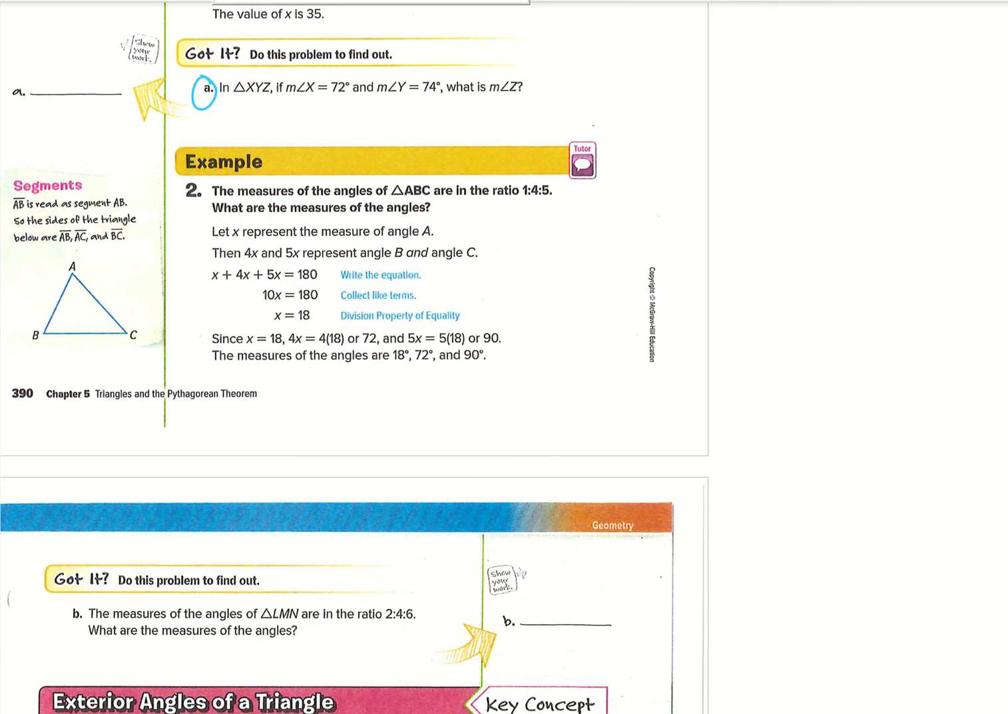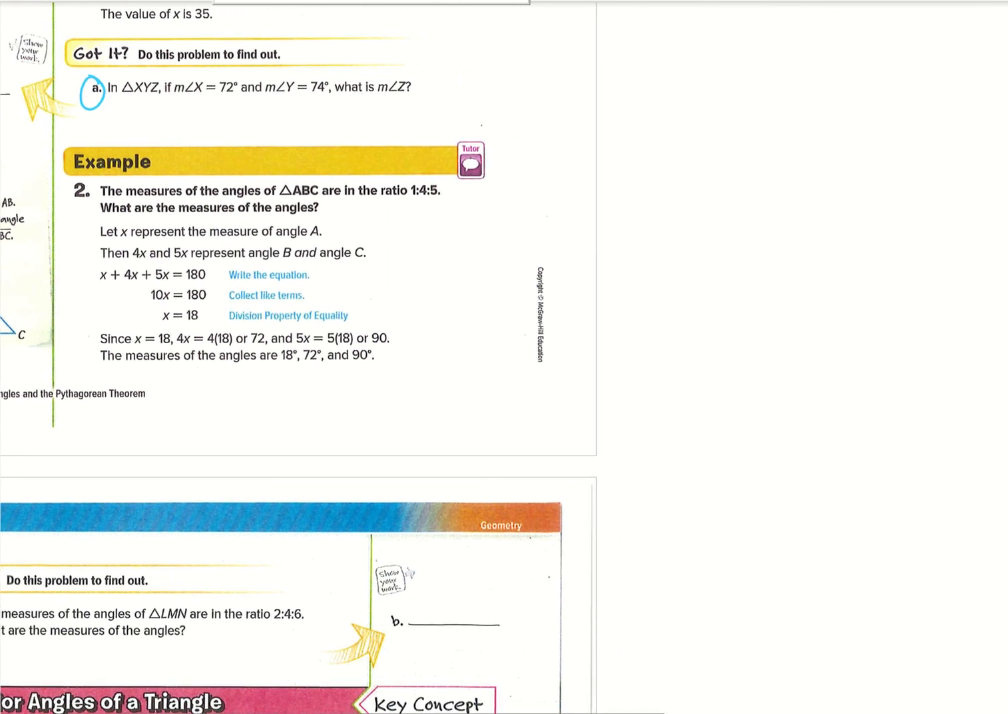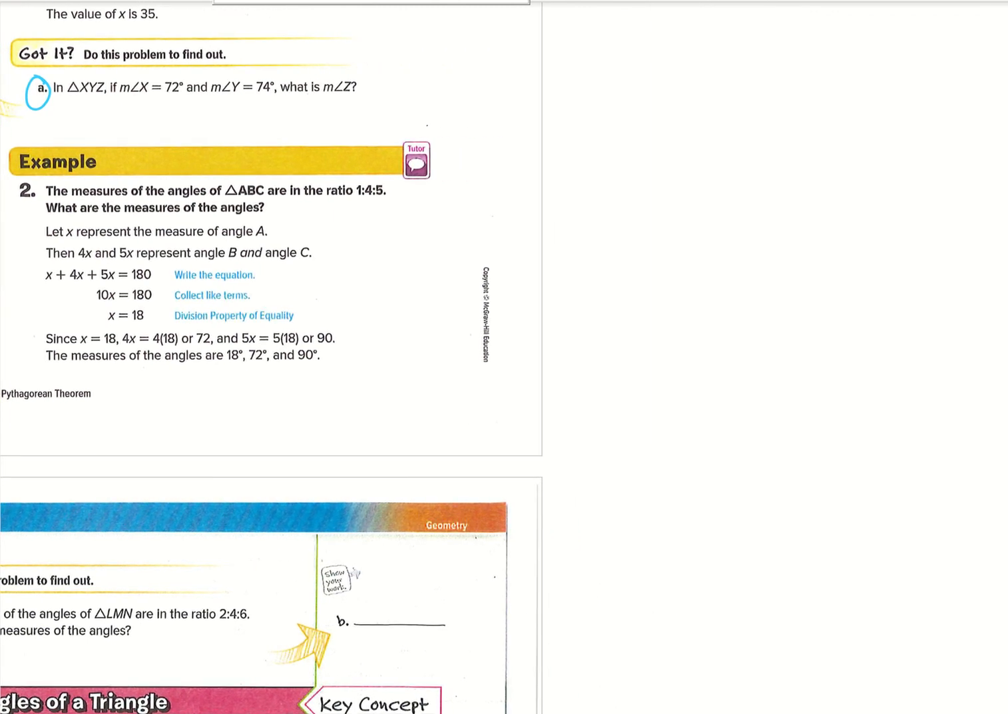This next example, example 2, is kind of a cool concept. It's giving you the ratios of the angles for a triangle. This one says the measures of the angles of triangle ABC are in the ratio 1, 4, 5, and then it's asking us to find the measures of the angles. So what this is saying, we've got a 1 to 4 to 5 ratio.